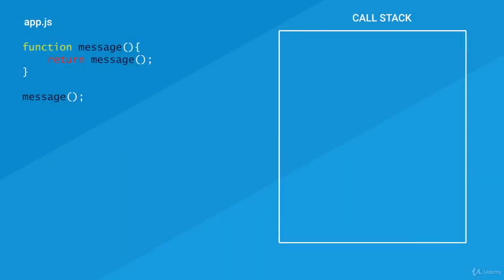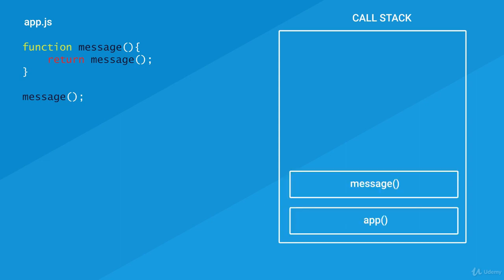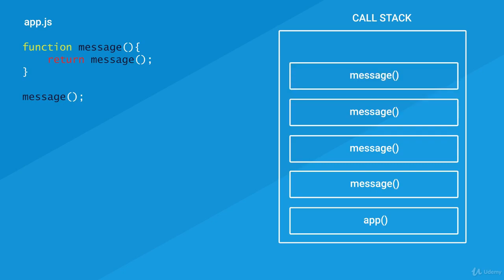Okay, so we have a different example. We have a function called message that, whenever we run this function, the function calls the same function. So we have an infinite loop. All right, let's see what happens. The application is going to start, then it's going to call message, it's going to call message, it's going to call message again and again, by 10, by 50, by 100, and so on.